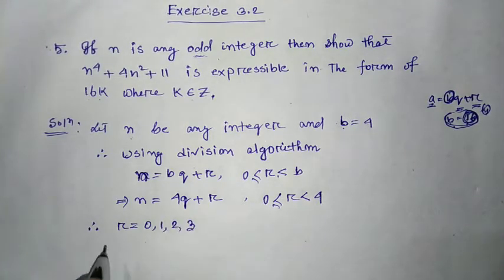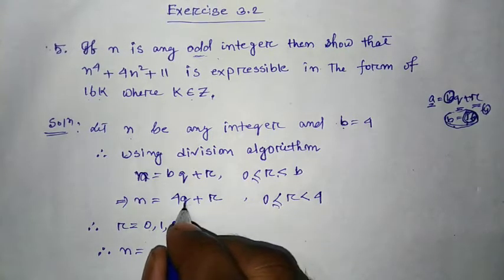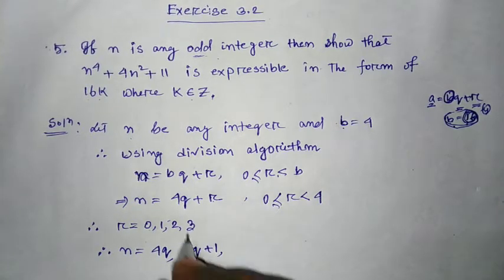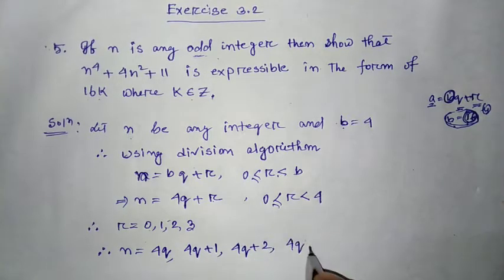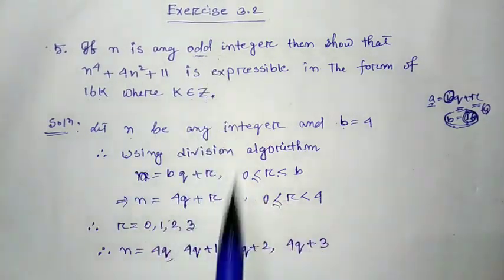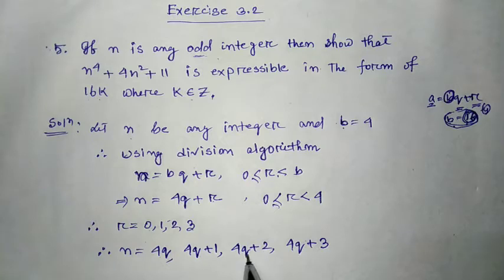So what are the possible values of n? Therefore n is equal to, if we put 0 in place of r, 4q plus 0, that means 4q, and by putting 1 we get 4q plus 1, by putting 2, 4q plus 2, and by putting 3, 4q plus 3. So we need an odd integer. If n is any integer, we get the values of n as 4q, 4q plus 1, 4q plus 2, 4q plus 3. Among these, 4q and 4q plus 2 are even integers, you know it. And which are odd integers? 4q plus 1 and 4q plus 3. So we have to consider these two integers.